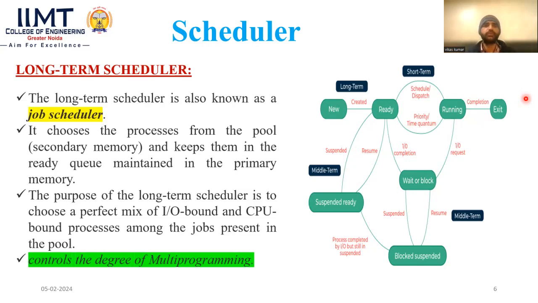It pulls processes from the pool in the new state, from the secondary memory, and keeps them in the primary memory, in the queue. In the ready state, we are using a queue in that process state cycle.